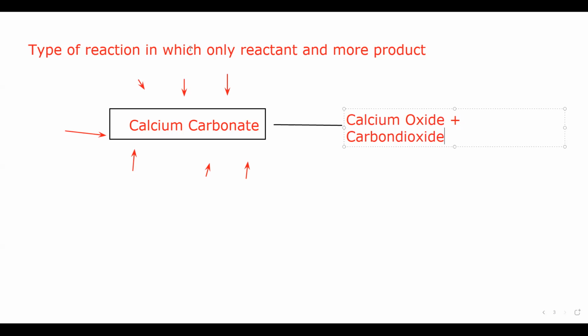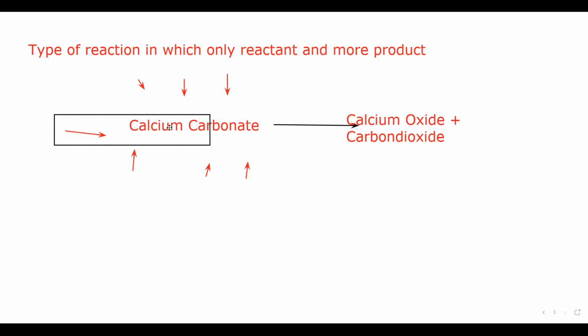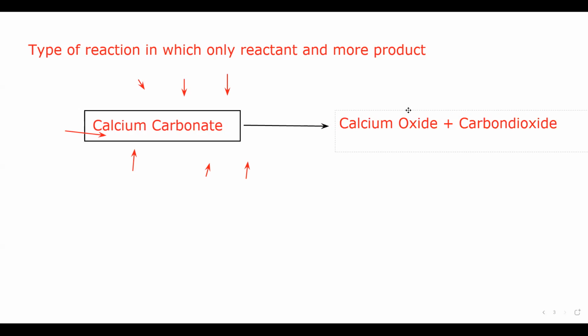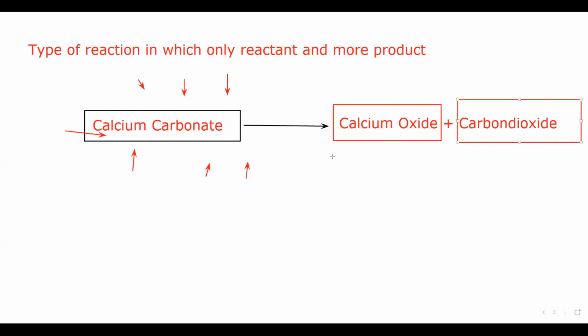So we have only one reactant, that is calcium carbonate, and we have more than one product. The calcium oxide is one of the products and carbon dioxide is a second product. So when you have one reactant and more products, what do we call this type of reaction? We call it thermal decomposition. And thermal decomposition is always endothermic, which means it can only occur by supplying heat energy.